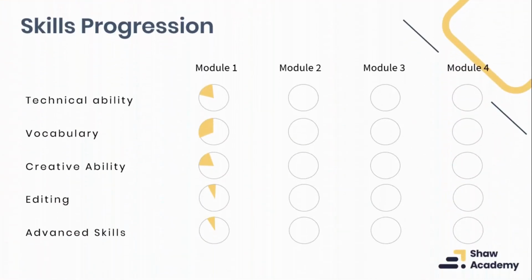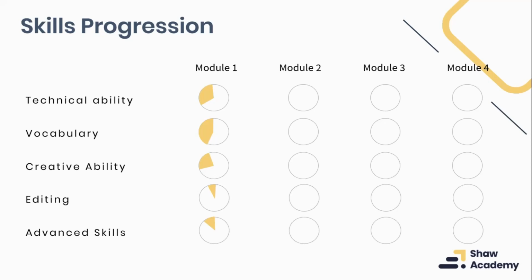Now, our skills are progressing, so this is where we were at the end of lesson 1, and this is where we are at now in lesson 2. So small adjustments, small improvements. It isn't going to happen overnight, but by the end of this module, we're going to have the majority of these circles nearly complete and filled out. But in particular, we've been looking at our technical and our vocab. Next lesson, we're going to add a lot to our creative ability, and later on in this module, we'll have a look at how to add to our editing and to our advanced skills. So keep going, and you will see these circles become full, and you'll be ready to move on to module number 2.